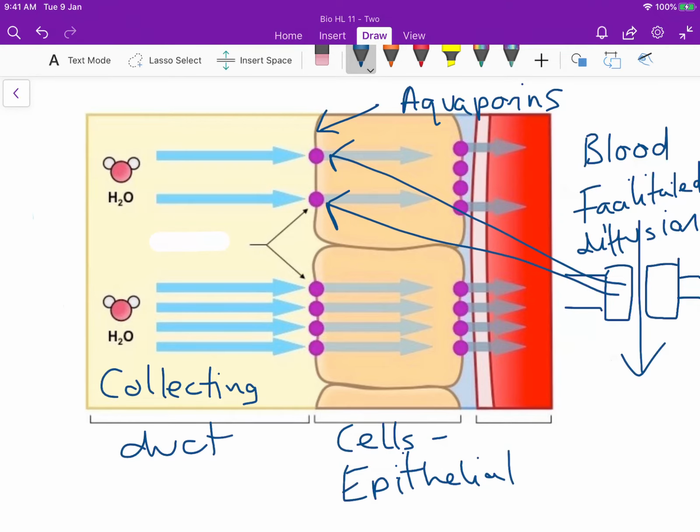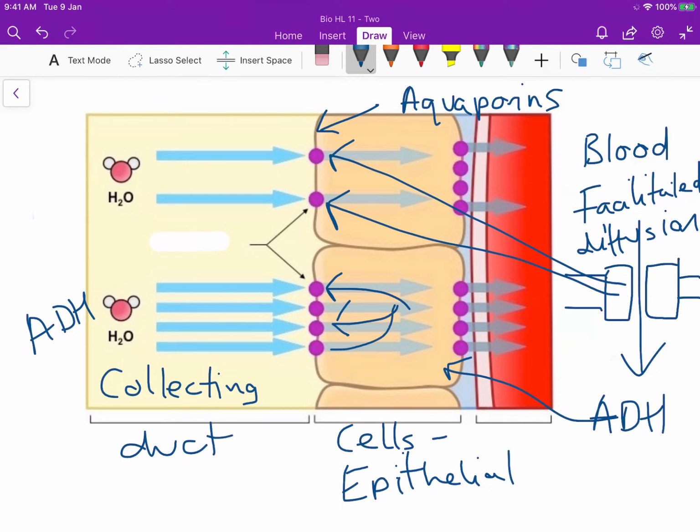Down here is the situation when ADH is released. When ADH is released, it travels in the blood and it sends a signal. It's a peptide hormone. It binds to receptors, and the signal to this cell is to move more aquaporins to the membrane. When it moves more aquaporins to the membrane, now we have more channels, and now we can absorb more water. So we get more water being absorbed, and then there's less water, and we get a concentrated urine.